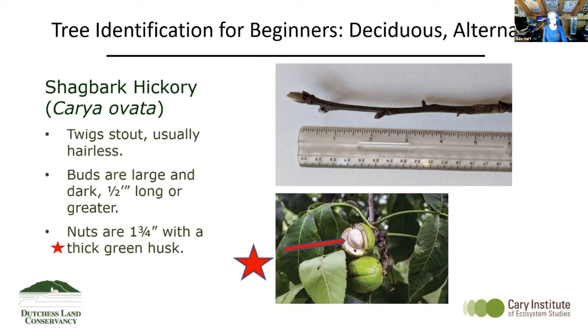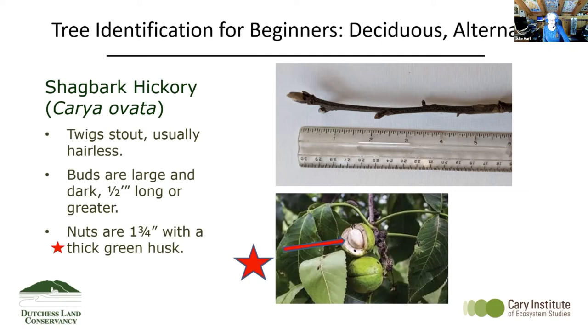Now, one way to tell a shagbark hickory from the other hickory species that we have around here is the thickness of the husk that's on the nut. So in the fall, you'll see these great big nuts, sometimes almost bigger than a golf ball, on these trees. And the shagbark is the one that has the very thick husk. Other local hickories, like the pignut, which is the next most common one, have a much thinner husk on the outside of the nut.